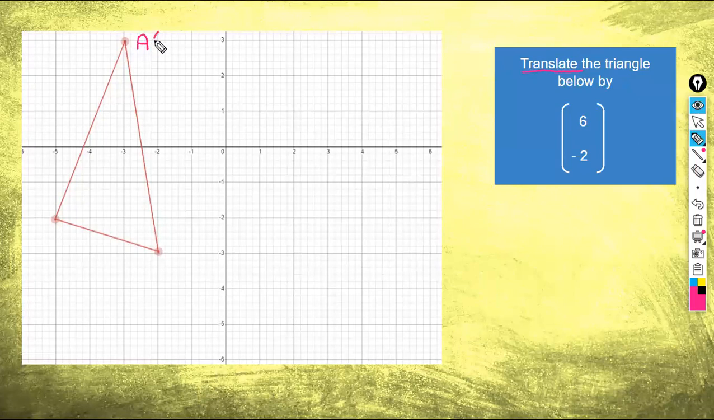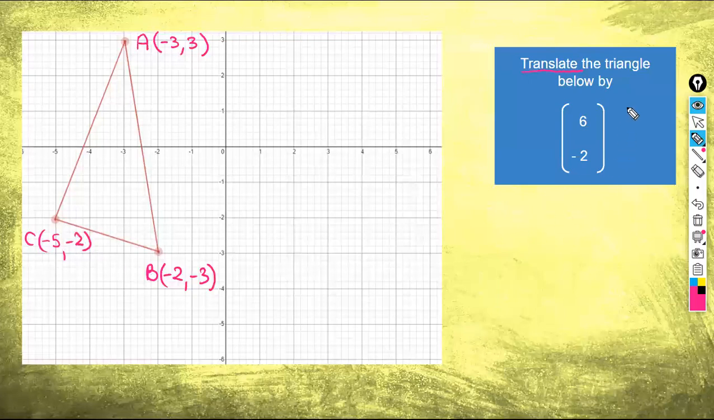I know it's going to be kind of hard to see. Point A is minus 3, positive 3. Point B is how much? Minus 2, minus 3. And point C is how much? Minus 5, minus 2.